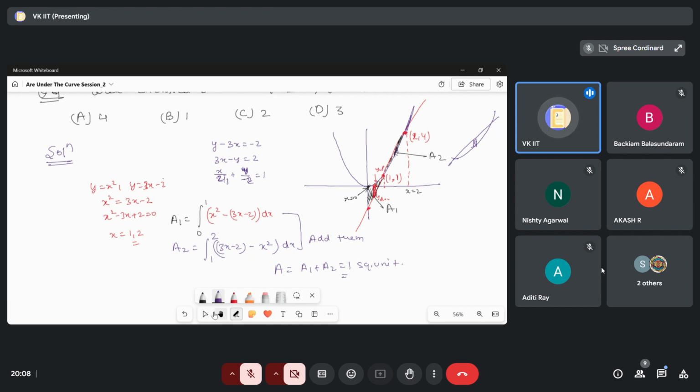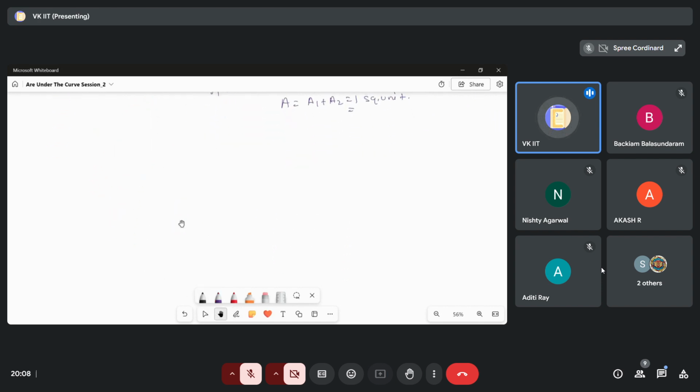Area between the two curves. But there is a catch here. What is that? The catch is that this time the two curves that are given will be intersecting.